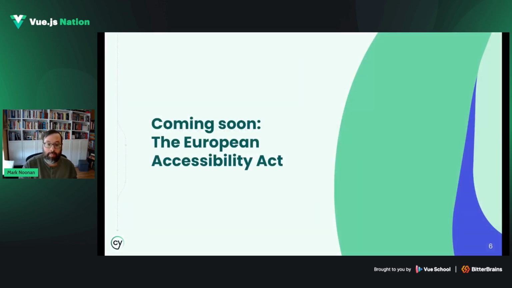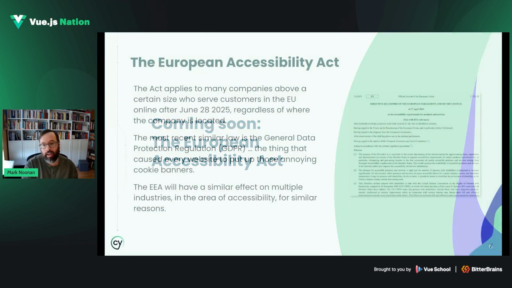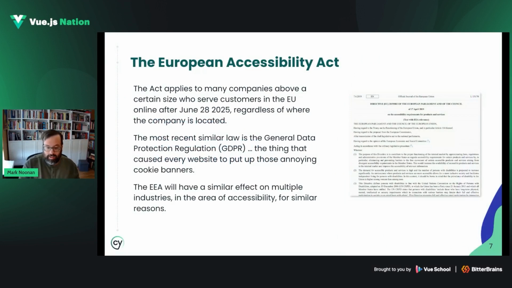One of the big things that's happening with accessibility right now is the European Accessibility Act. This is coming into law in June, and this is something that's making a lot of companies who didn't think about accessibility in their work before start to take it more seriously and look at what they can do. Here's what it looks like. It is a long legal document, no big surprises there.